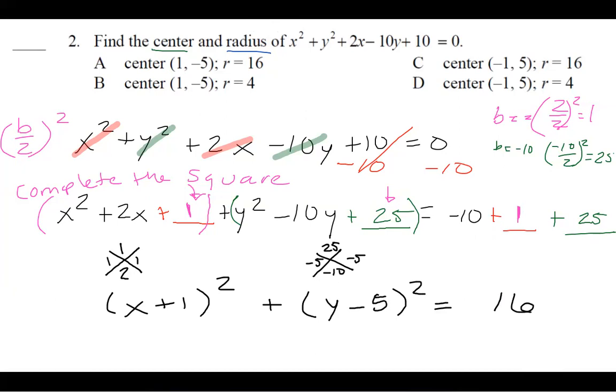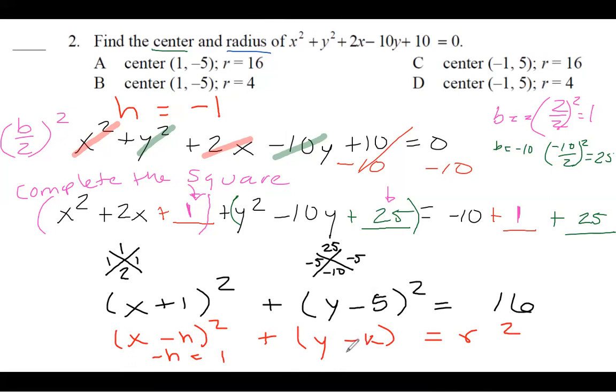16. Now can we identify our parts? What are our parts? Let me go ahead and write the general form right underneath this so you guys can see it. We have x minus h squared plus y minus k equals r squared. What is my h? In this case, it's positive 1 here. So therefore, negative h equals positive 1. h has to equal negative 1. In this case, negative k equals negative 5. Therefore, k has to be positive 5.